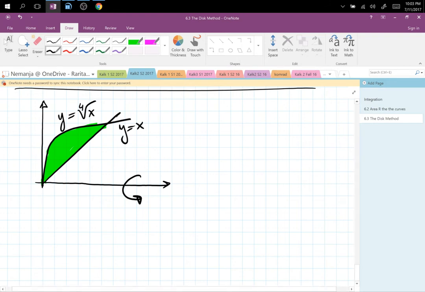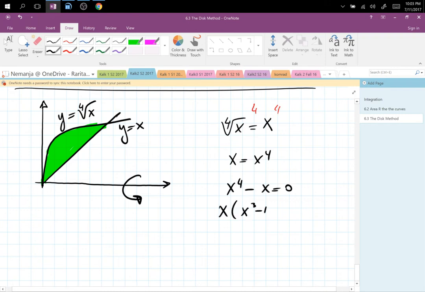So when we set these equal to each other, we have the fourth root of x equal to x. We apply the fourth power to both sides and get x equals x to the fourth. Then we put them together and factor x, and we get x is 0 and x is 1. So now we are able to set up far away minus close by.